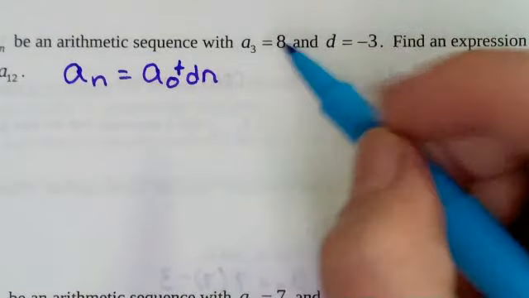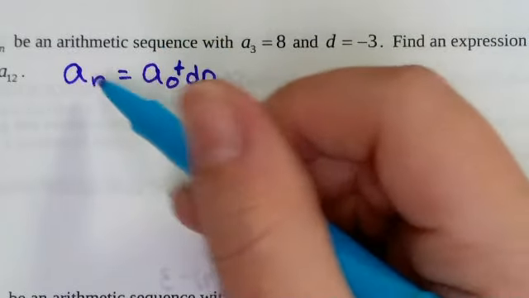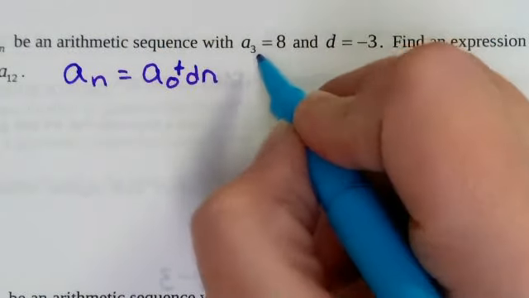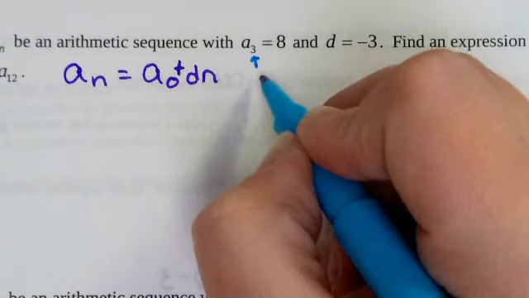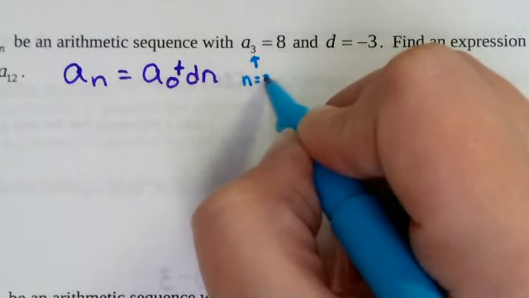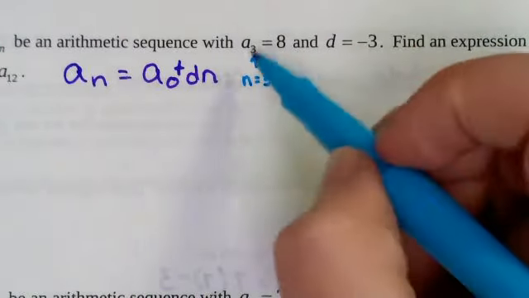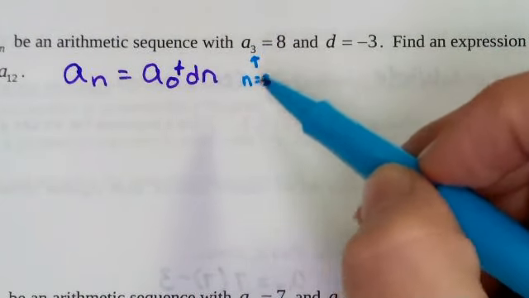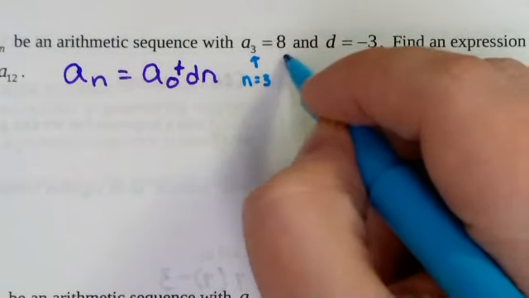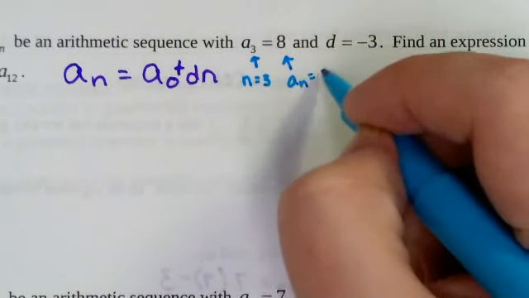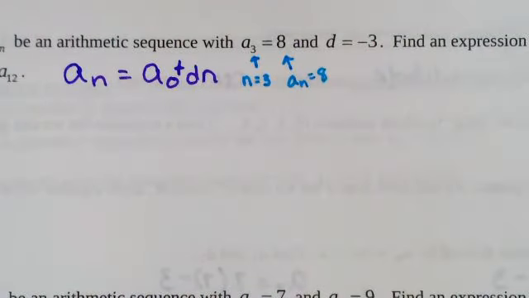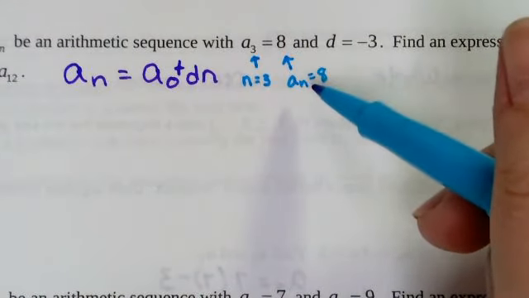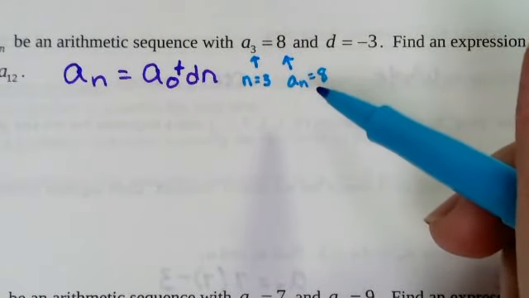But one thing that we can do is, you see how we talk about this a sub n? Let's just say that n was 3 for a moment. Let's just make that argument. If n was 3, then this term would be a sub n, and that would mean that a sub n was actually 8. So the purpose of this argument, we can talk about having an nth term, okay?